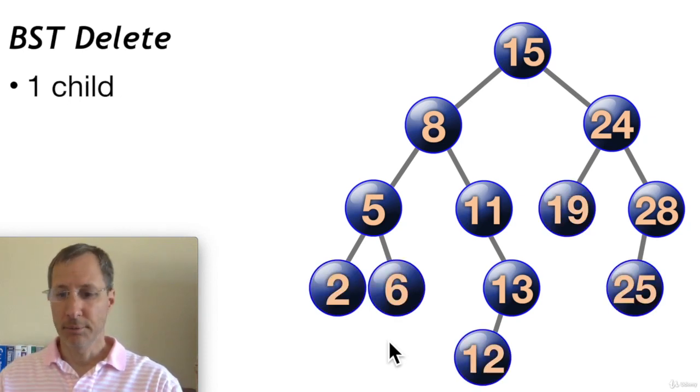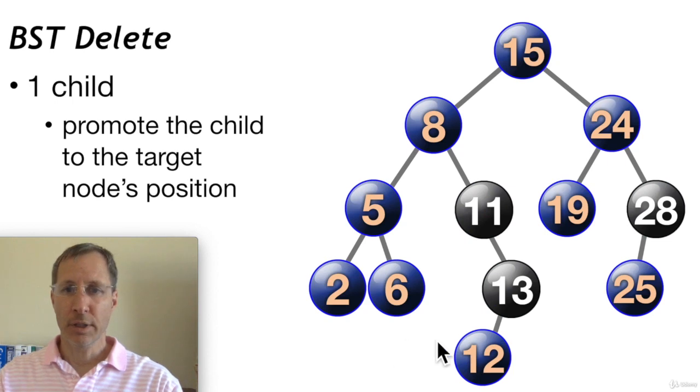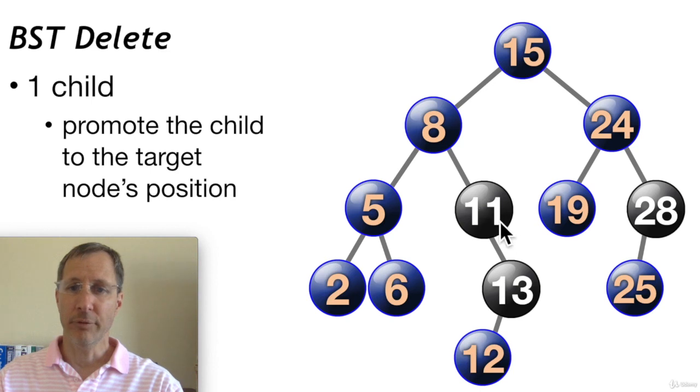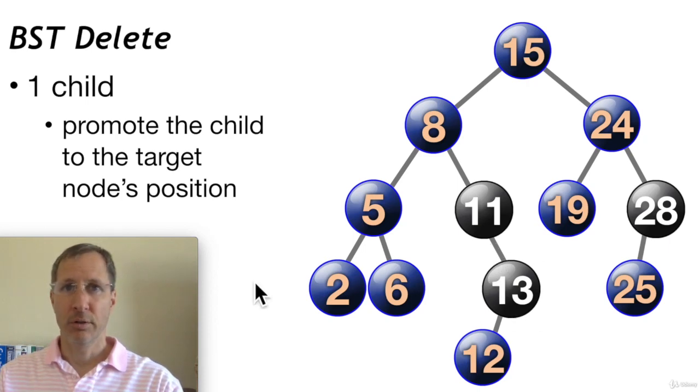Now if we have one child, these are cases where we have one child: node 11, 13, and 28. If we want to delete one of those nodes, we have to promote that child node to the target node's position. So for instance, if we want to delete the 28, we would promote 25 to 28's position. If we want to delete the 11, we would have to promote the 13 to 11's position. And the 12 comes with it. You're promoting that entire subtree. So that's the one child delete.